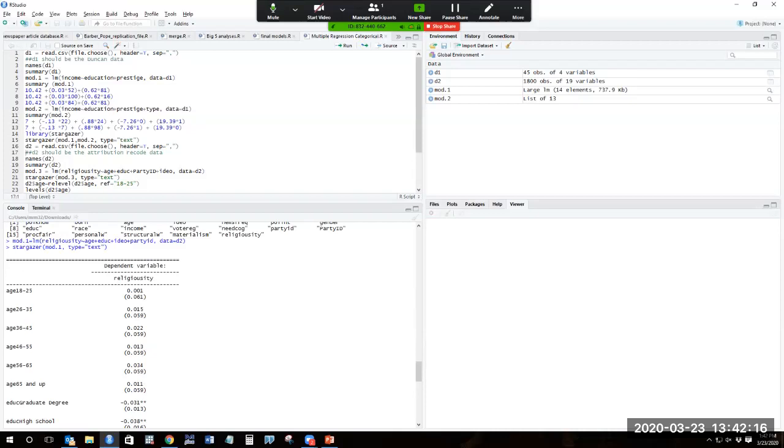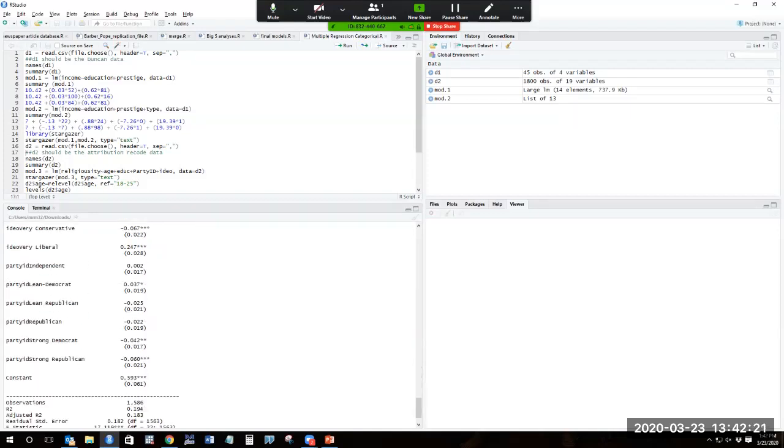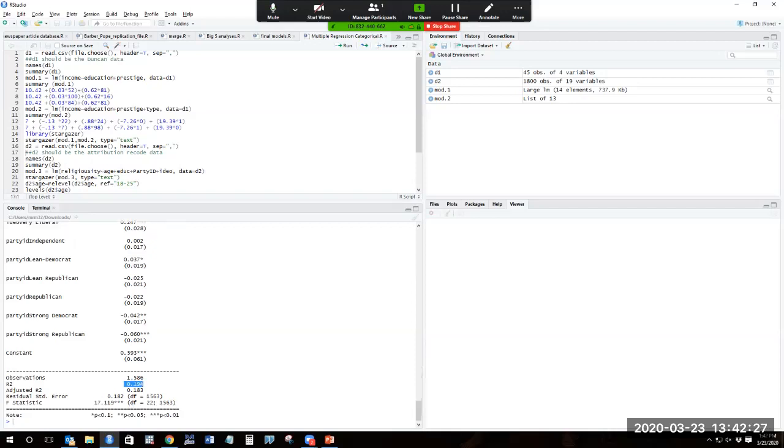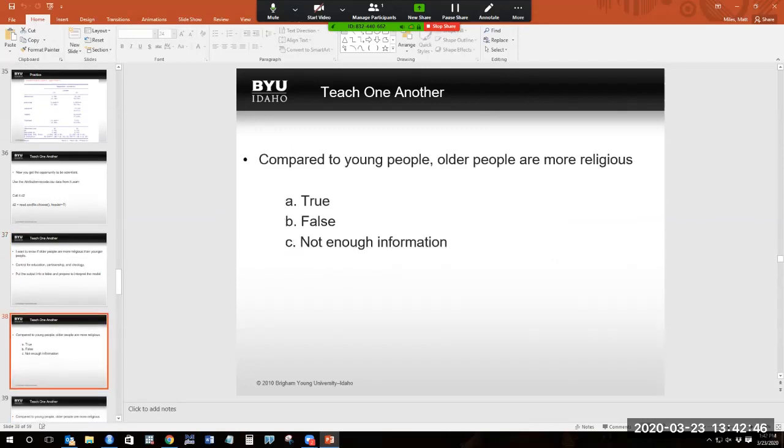Here's religiosity, here's age categories, here's education categories, here's ideology categories, here is party ID categories. Here's my R squared. So my model explains about 18% of all the variation in religiosity. You notice I didn't even put in anything related to religion. Okay. Here's the question then. Compared to young people, older people are more religious. Is that true? Is that false? Or is that not enough information?